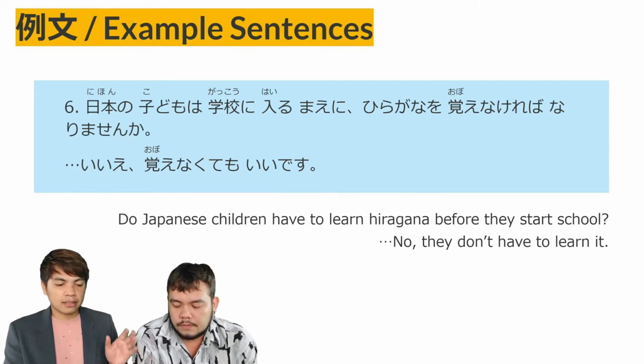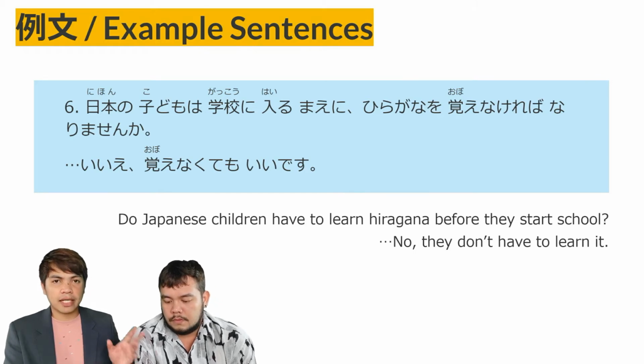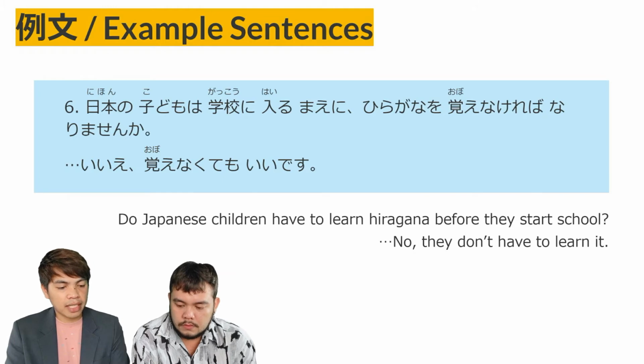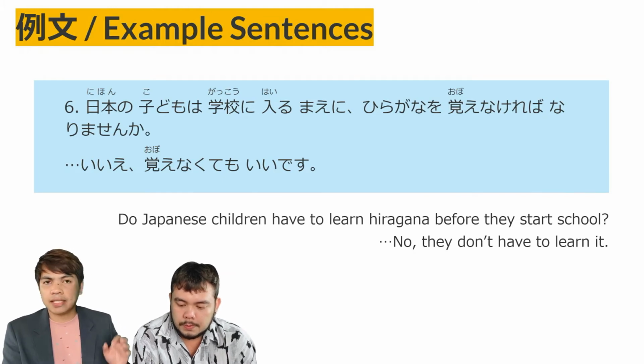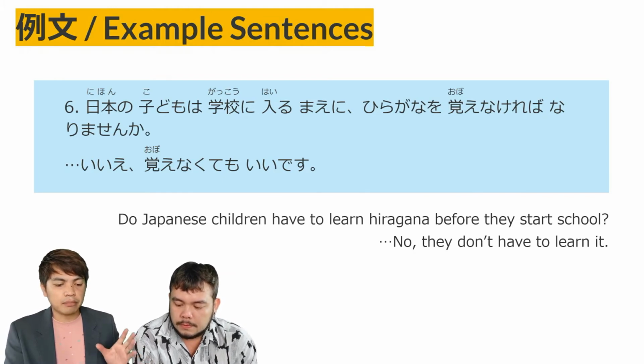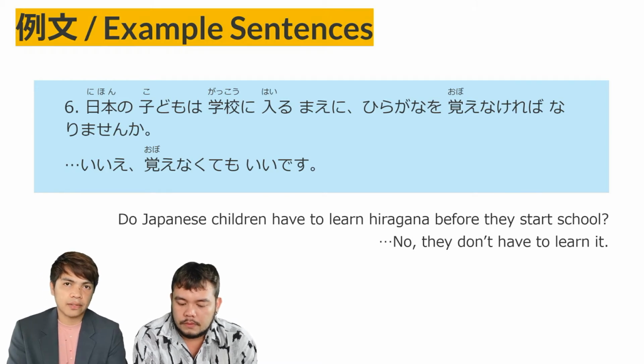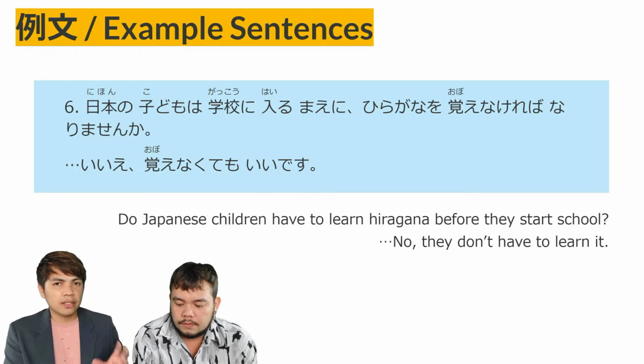Hairu mai ni, the dictionary form of hairimasu, before entering. Hiragana wo oboe nakereba narimasen ka? So the nakereba narimasen ka means must do. Then question mark, a yes or no question. He answered iie, oboe nakutemo ii desu. So in our previous lessons, nakutemo ii desu means don't have to do. So oboe nakutemo ii desu, they don't have to learn it, or they don't have to memorize.